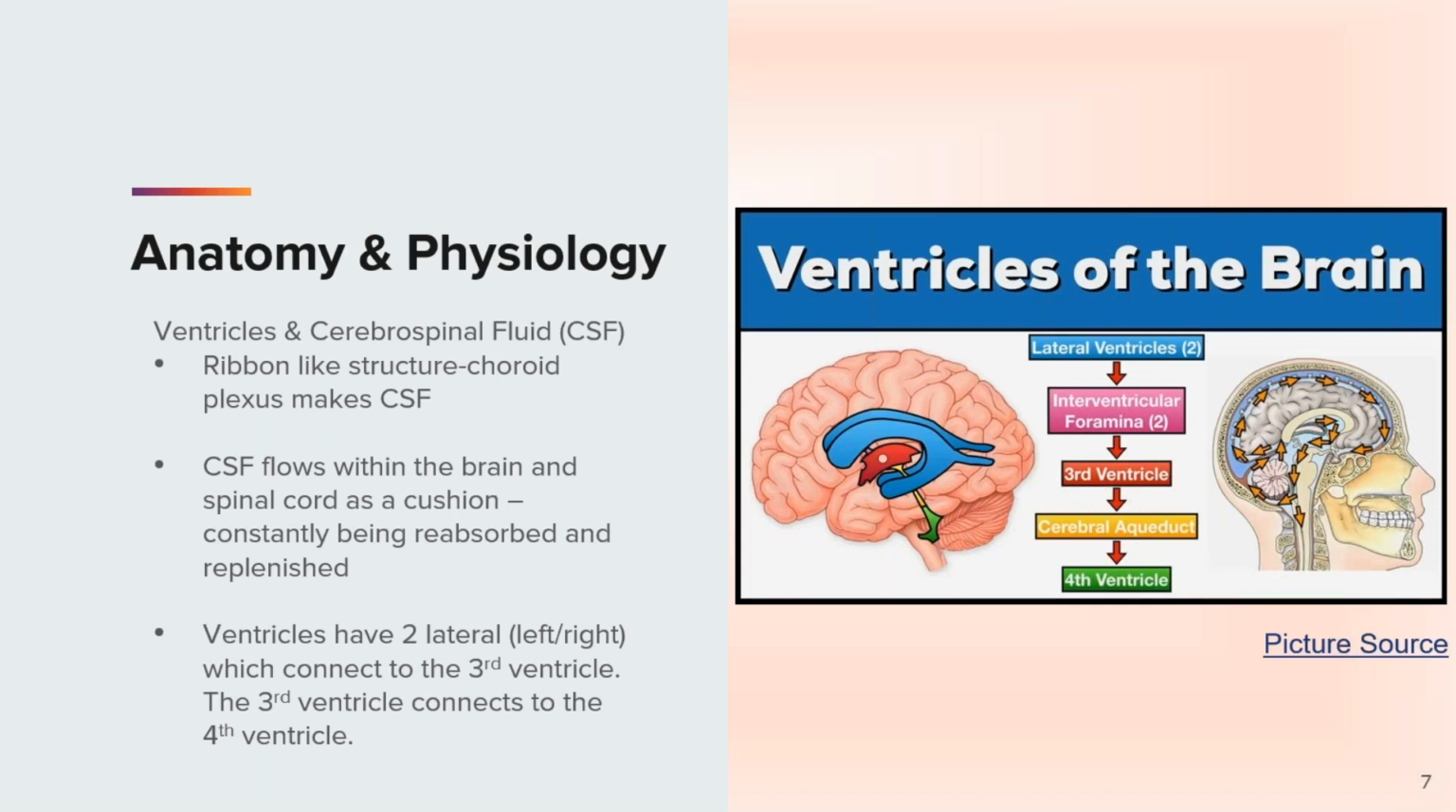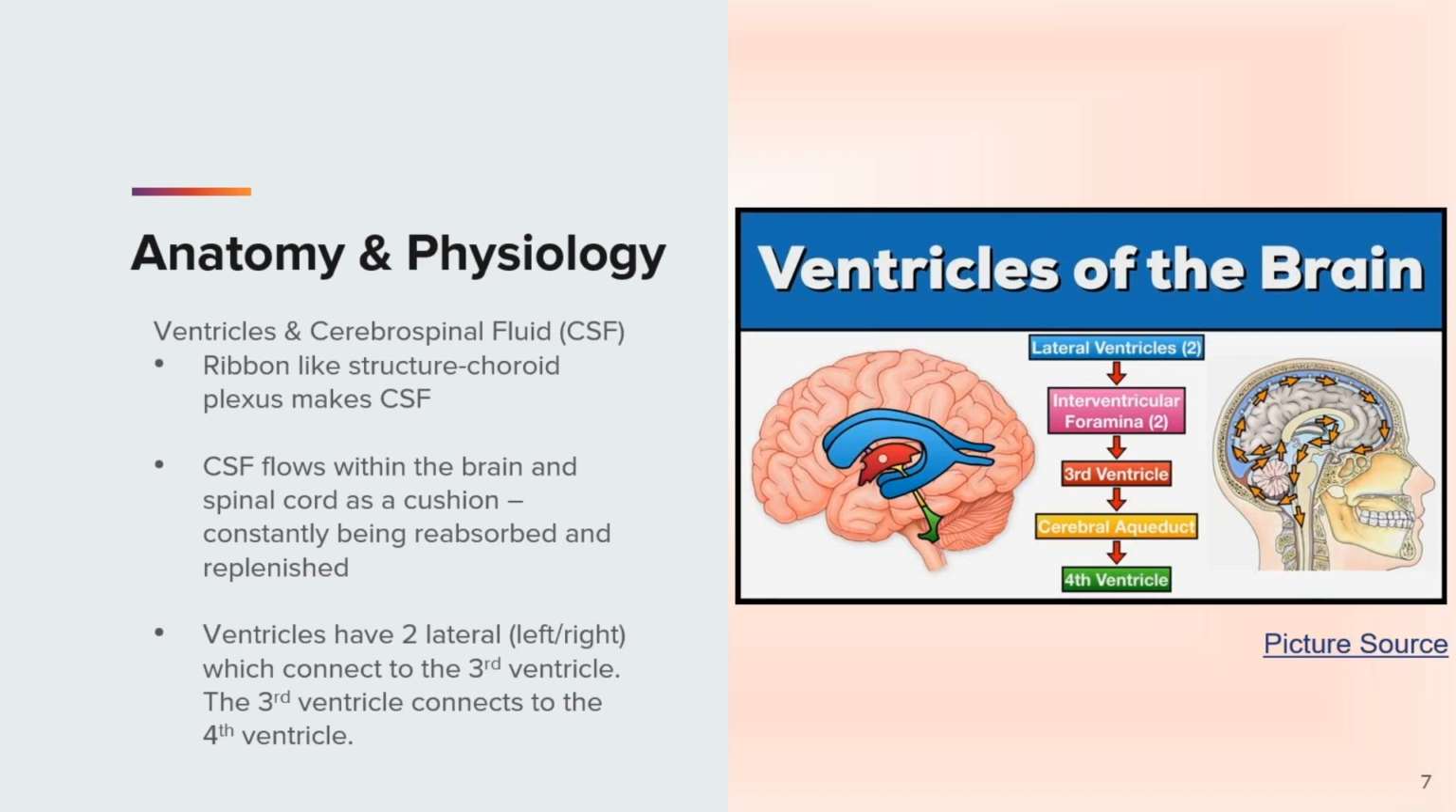So next, ventricles are fluid-filled cavities within the brain. The fluid is the cerebrospinal fluid. A ribbon-like structure, the choroid plexus, produces the cerebrospinal fluid. The cerebrospinal fluid flows within the brain and spinal cord and acts as a cushion. The cerebrospinal fluid is constantly being reabsorbed and replenished.